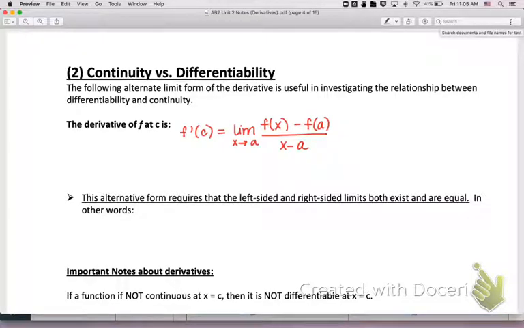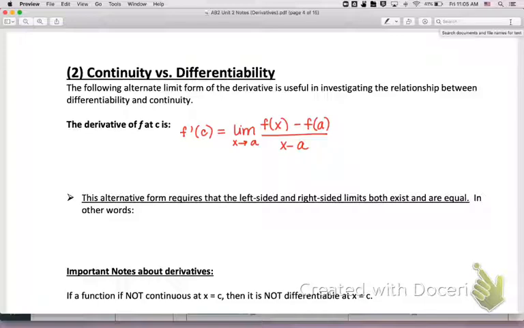And so this is similar to the delta x or delta h definition, because if we want x to approach a, that means this value is going to approach 0. So it accomplishes the same thing. The distance between the 2 points approaches 0, okay? This is a much more helpful way to look.